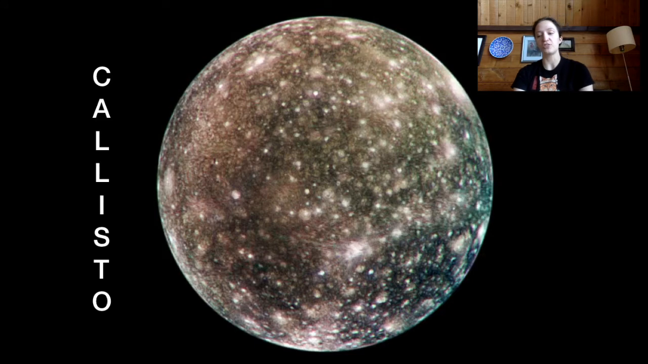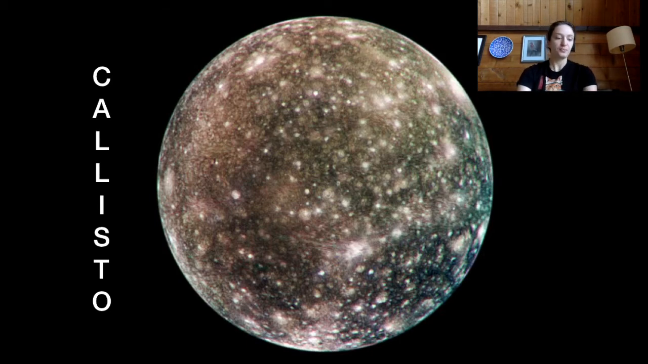And I should clarify, these are the 4 Galilean moons. Jupiter more than likely actually does have more than 4 moons, but these are the 4 moons that Galileo discovered. And Callisto, like I said, is the furthest out of these 4 moons.